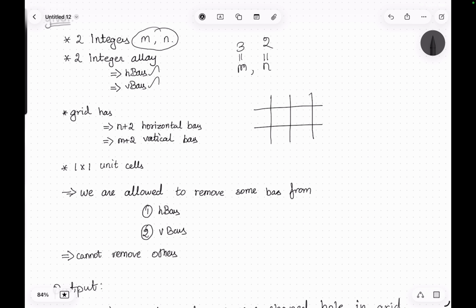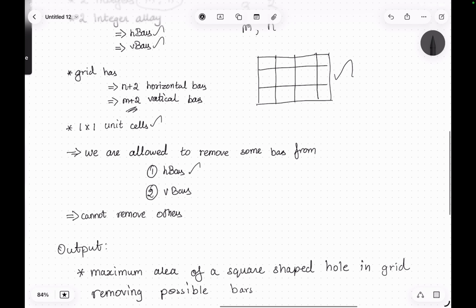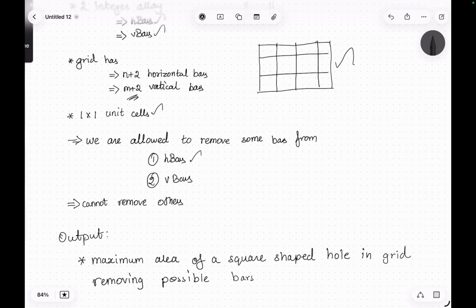So how can we say that it forms a grid? Only by having the border bars available, right? So that is the reason we have two vertical bars and two horizontal bars to finish the grid. That is why we are given this particular statement here, and we have 1 cross 1 unit cells in the grid, right? And we are allowed to remove some of the bars from hBars and vBars respectively, and we cannot remove other bars which are not mentioned in these two arrays, right?